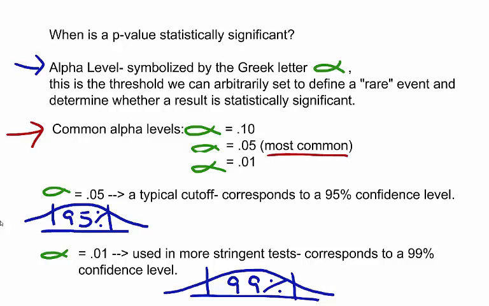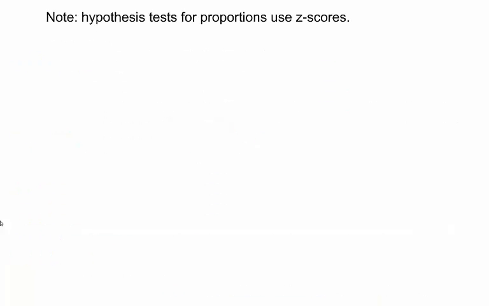An alpha level of 5% is a typical cutoff. It corresponds to a 95% confidence level. An alpha level of 1% is used in more stringent tests. It corresponds to a 99% confidence level. Note that hypothesis tests for proportions use z-scores.